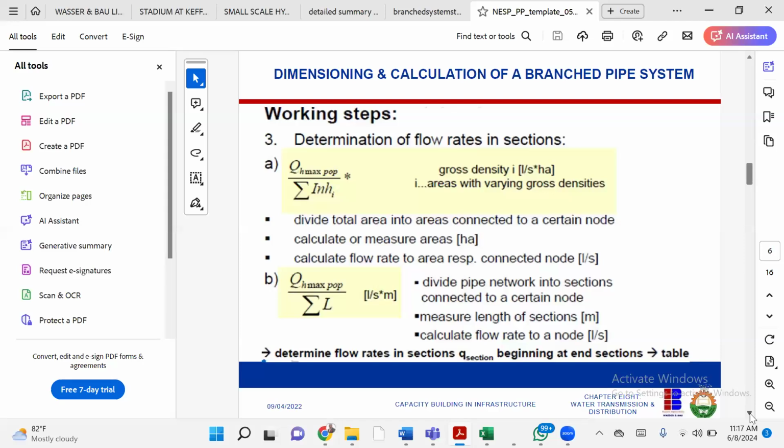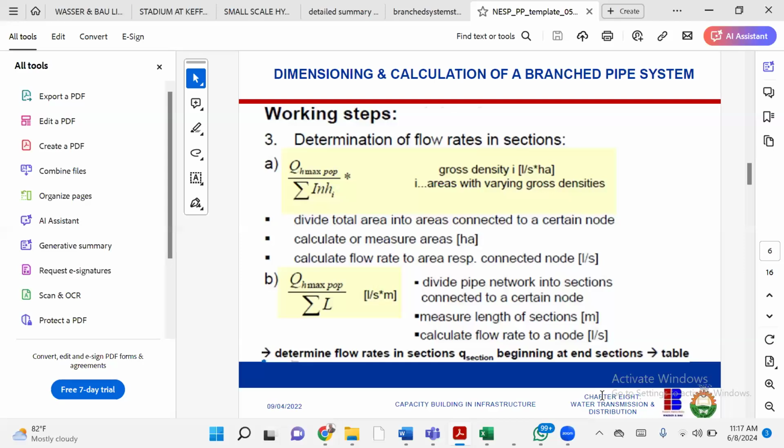Step 3 now says you determine the flow rate. I've shown us how to determine the flow rate, right? By total population. Now, what this is telling you is that if you're not given a number, I give houses. Sometimes you're not given houses, you're given area. All you do is calculate the total area, and you use what we call land use.